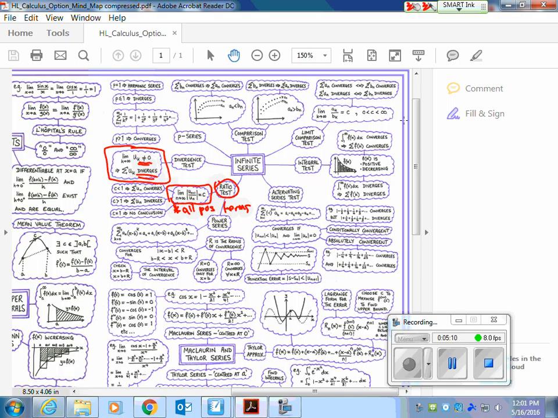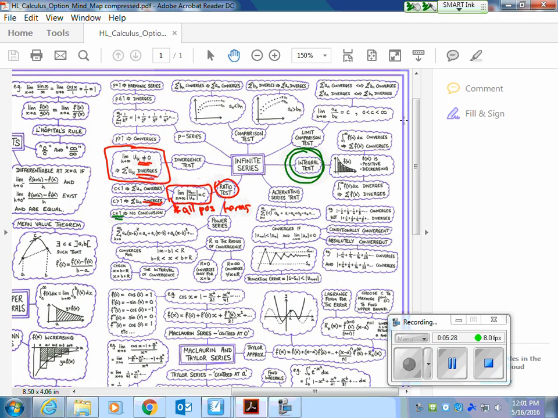Divergent if it's greater than 1. If it's divergent, that is, C is greater than 1 or L greater than 1, you're done. But this is the bad news. If it's equal to 1, then you're going to have to do one more test. And that test is probably the integral test.